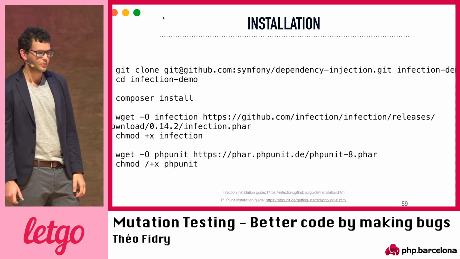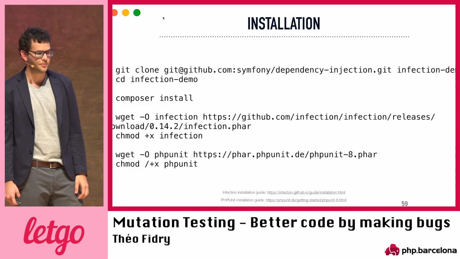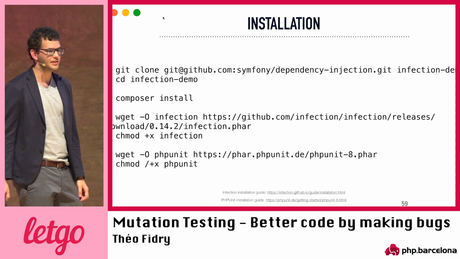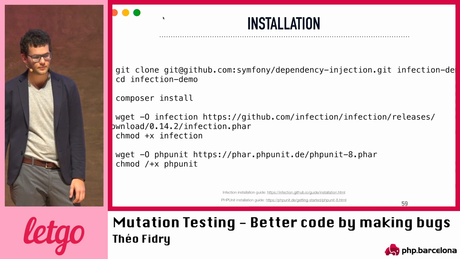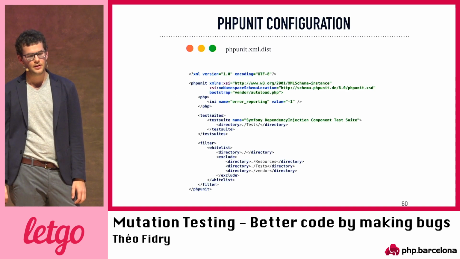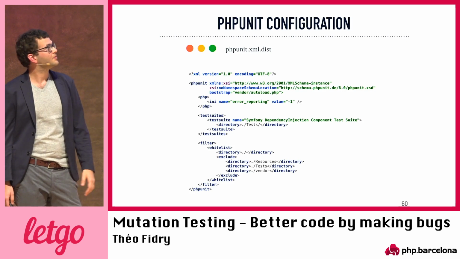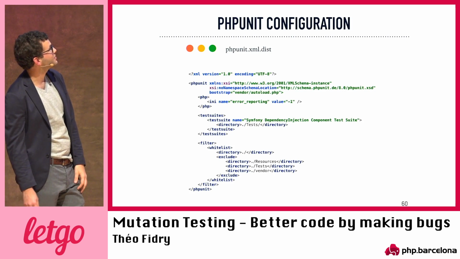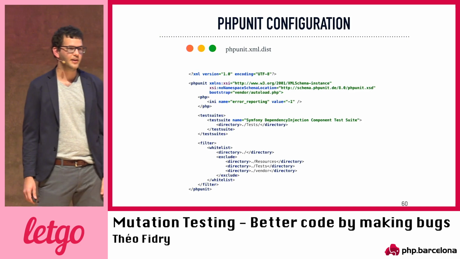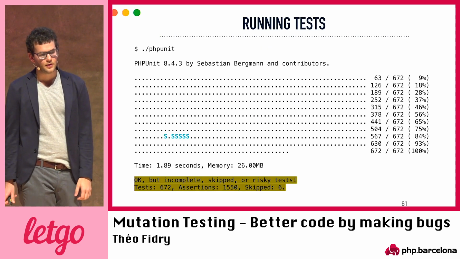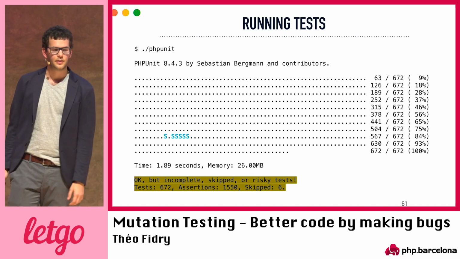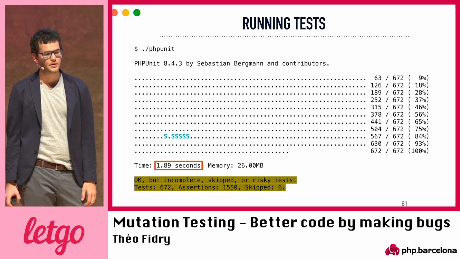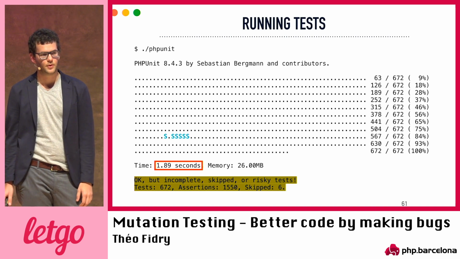So for the demo, we cloned the package repository, installed dependencies, and we installed Infection, and then PHPUnit. Nothing fancy so far. The repo already has a PHPUnit configuration, so again, nothing special there. We just tell where the source files are. And we try to run PHPUnit, just to make sure that we didn't miss anything. And all the tests are passing. And it takes almost 2 seconds.